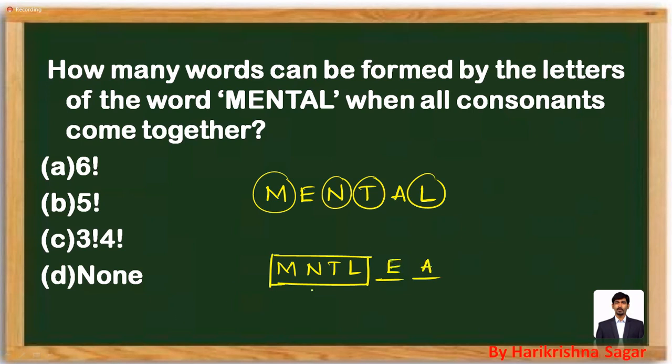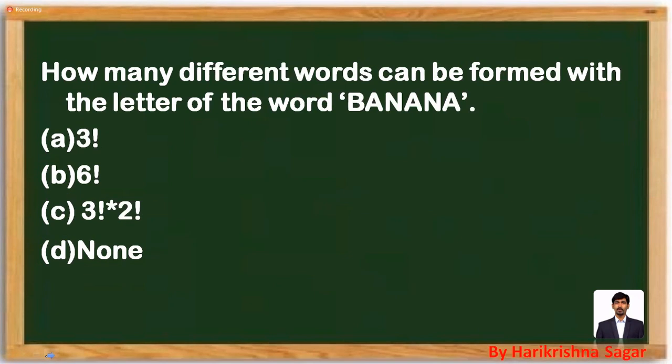Because he said these are together, the total elements are 3. These 3 can be arranged in 3 factorial. In the unit, we have 4 elements that can be rearranged in 4 factorial. Mark your answer as option C. Look at the next question, which is available on the screen.